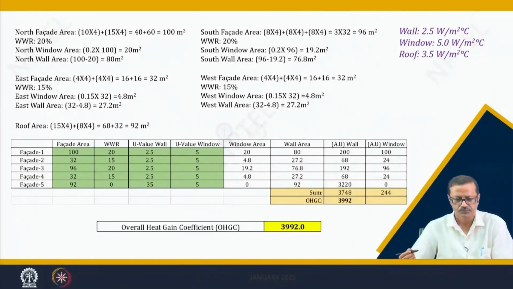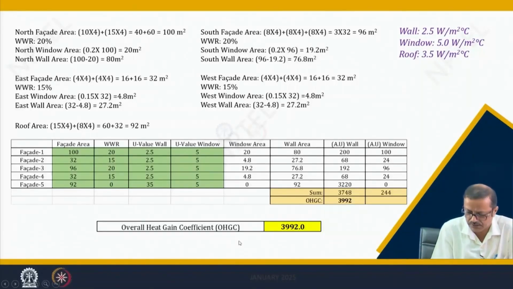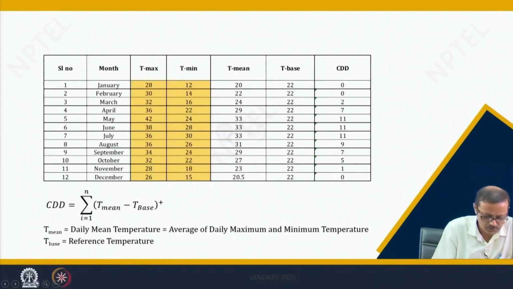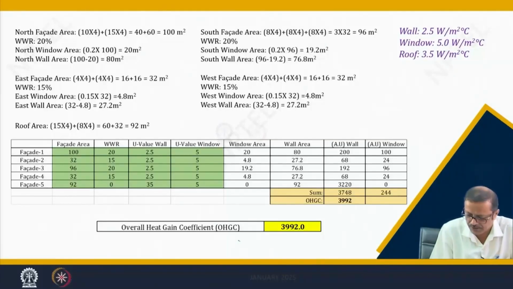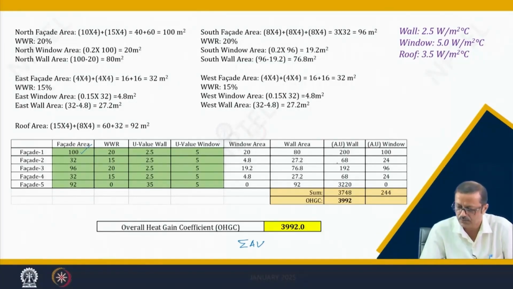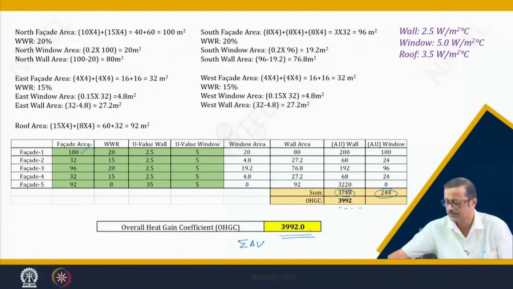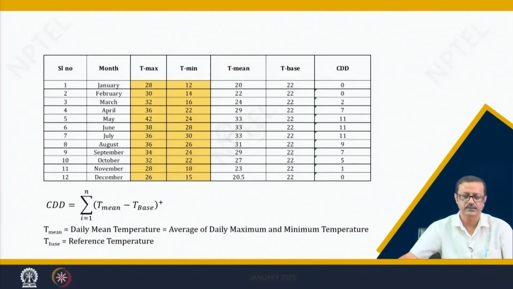Here you see this overall heat gain coefficient, which is equal to the summation of A into U. So, that means summation of A and the U. For windows and for the wall there are different U values. If you take A U of the wall, this much, A U of the windows, this much, and if you add up, 3992 is your OHGC.